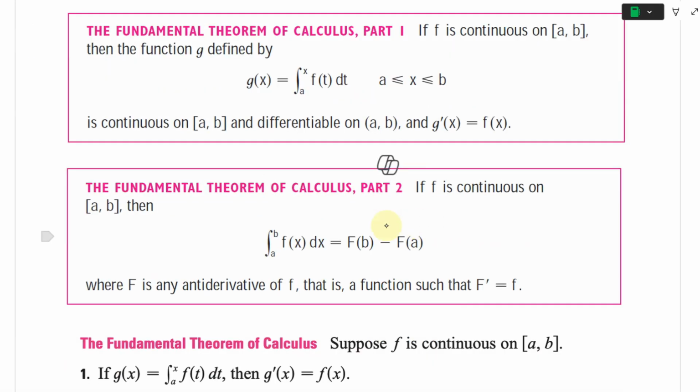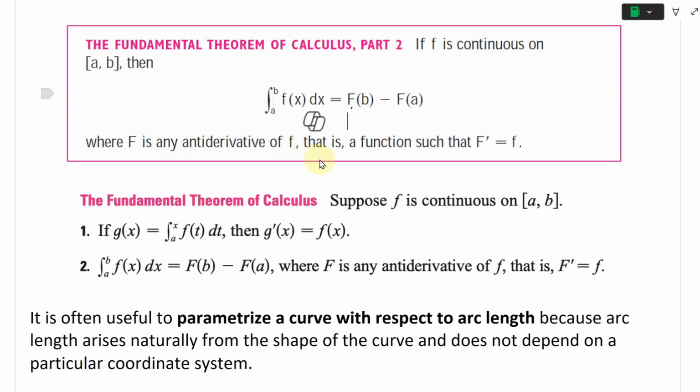So now, the fundamental theorem of calculus part 2 is: if f is continuous on [a, b], then the integral of f(x) dx is equal to the antiderivative, so if you take the derivative of these, you get f, evaluated as F(b) minus F(a), where F is any antiderivative of f, that is, a function such that the derivative of capital F is equal to f. So the fundamental theorem of calculus basically summarizes: suppose f is continuous on [a, b].